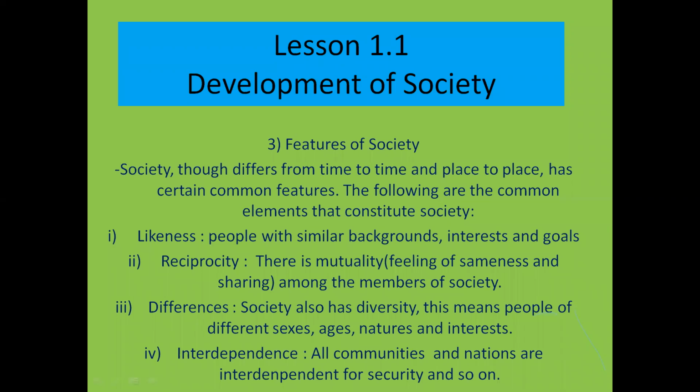Now, the fourth feature of the society is interdependence. It means the fourth characteristic of our society. All communities and nations are interdependent for security and so on. Yes, interdependence. Interdependent means we depend on one another. Without taking the help of others, we cannot survive in our village, in our society. Yes, we need the help of others.